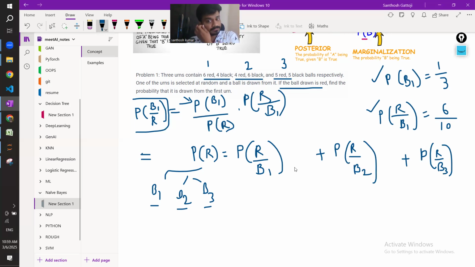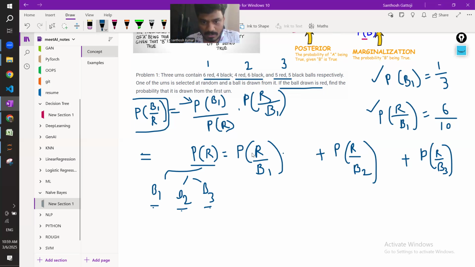But wait. Here I'm saying probability of red given it is B1. Fine. But nobody is telling me B1. Here nobody is saying B1, right? So I'm asking only for R. So here I'm considering it could be B1, it could be B2, it could be B3. Listen carefully. I'm just looking for P of R, but I don't know where R could come from. It could come from 1 or 2 or 3. So I'll consider each probability.